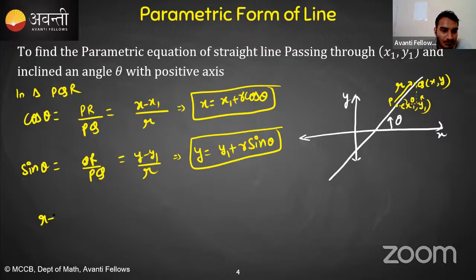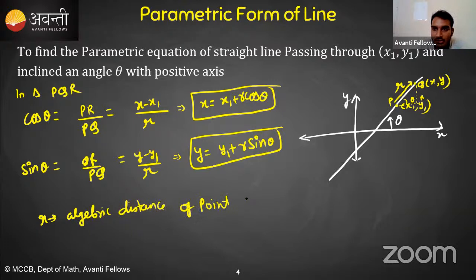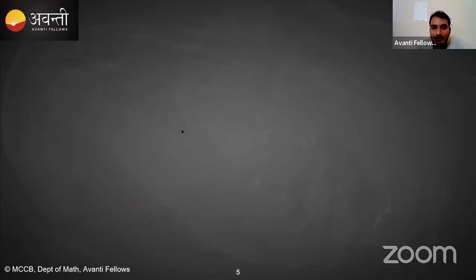What is r? Algebraic distance of point Q from P. It means if we are going upward along the line, then we take r positive, right? Similarly, if you are going downward, then what will you do? You will take r negative, right?